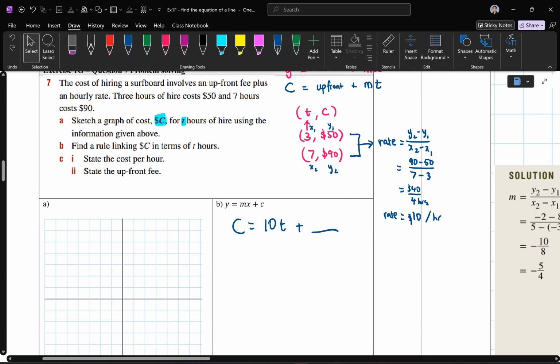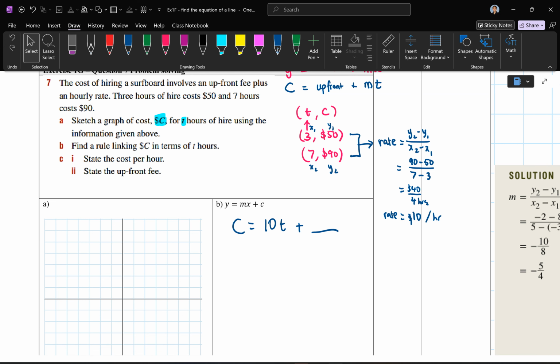Yes, Anvi. You have to substitute the numbers and then find the y-intercept. Exactly, because this is our rule. We know it's $10 per hour, and you've got the information. If you spend 3 hours, $50. If you spend 7 hours, it's $90. That's true. We just don't know what the upfront fee is, but if you've got the rate, you can figure it out. So here we go.